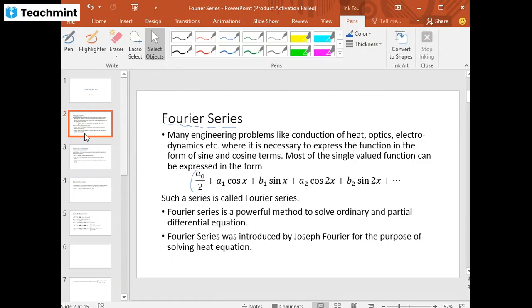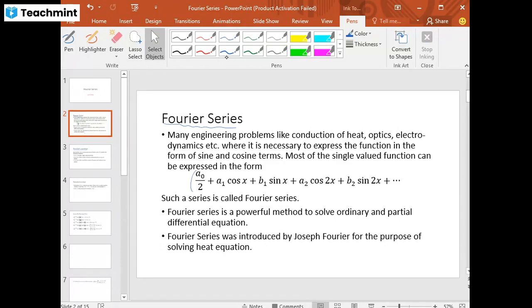So in many engineering problems like the conduction of heat, optics, electrodynamics, etc., where it is necessary to express the function in the form of sine and cosine terms, in that case we use the concept of Fourier series.